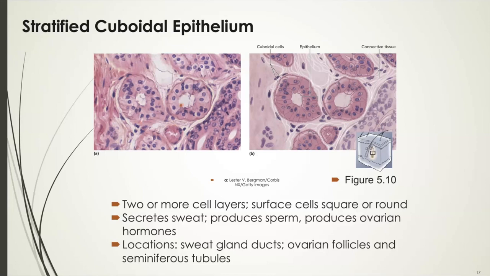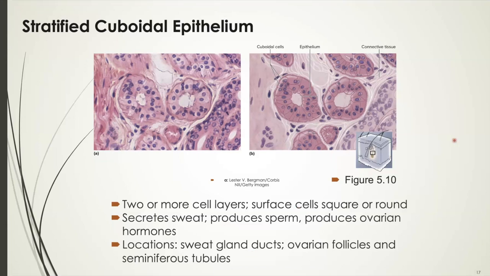And as you can see here, it's got more than one layer of those epithelial cells. I like to look at this one because they draw it out nice. These are the epithelial cells, and they are cuboidal, but you can see they open up into a lumen, where they're going to secrete something. Very specifically, they could secrete sweat, produce sperm, or produce ovarian hormones. Where are you going to find these? You're going to find them in the sweat glands, ovarian follicles, and the seminiferous tubules.